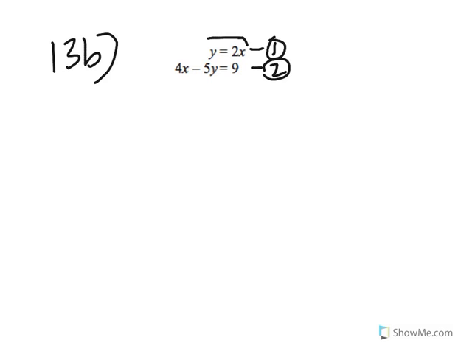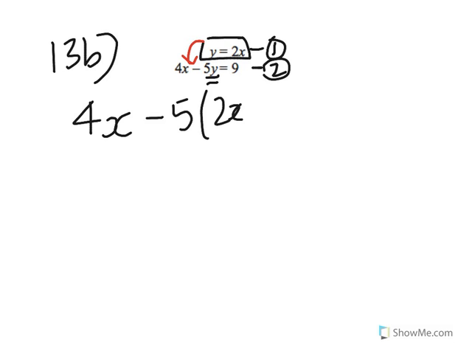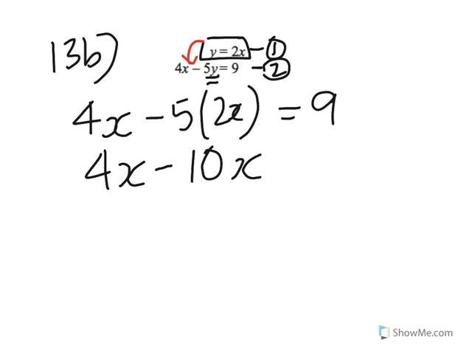So you know that y is equal to 2x. All you have to do is take this y and substitute it into equation 2. So what I mean by substitution is 4x minus 5, and instead of writing y, you know that y is equal to 2x, so you replace y with 2x, and that is equal to 9. Expanding, you get 4x minus 10x is equal to 9. Now you have everything in terms of x, and you can find out what x is. So 4x minus 10x is negative 6x is equal to 9.